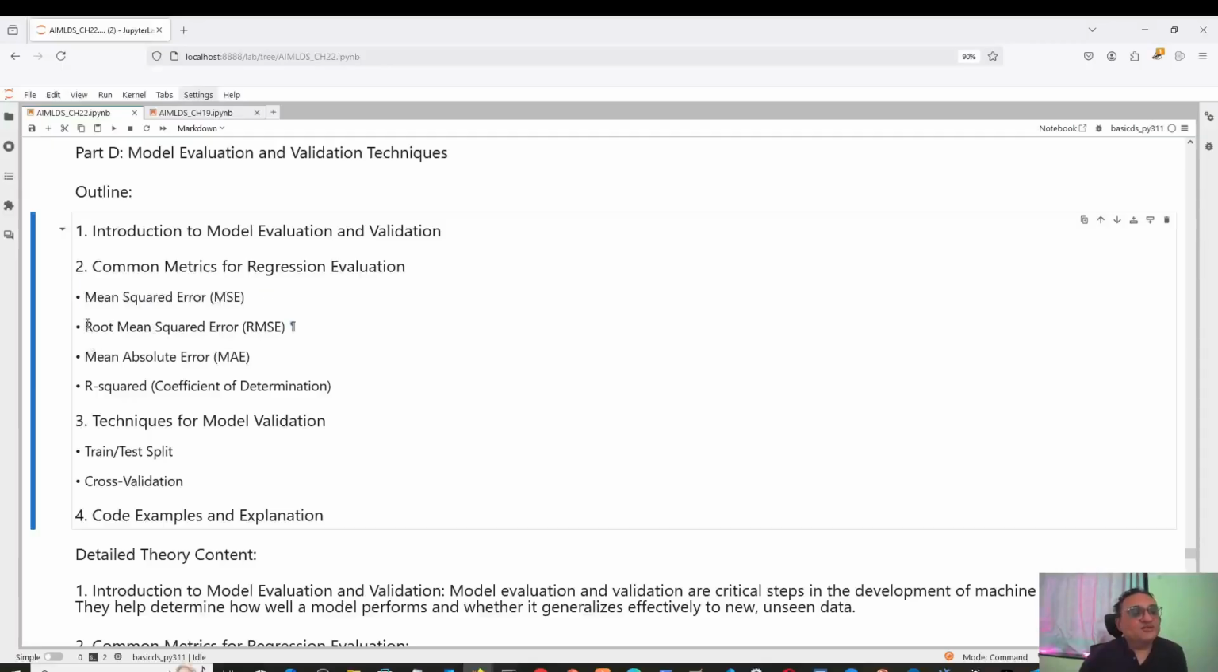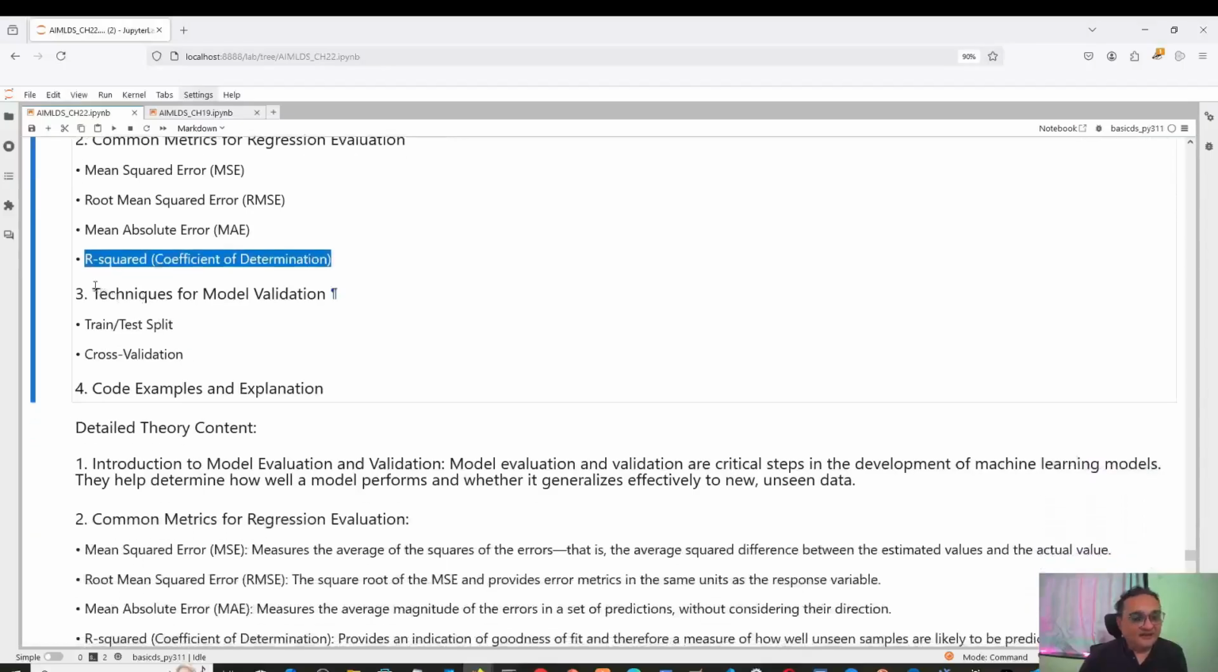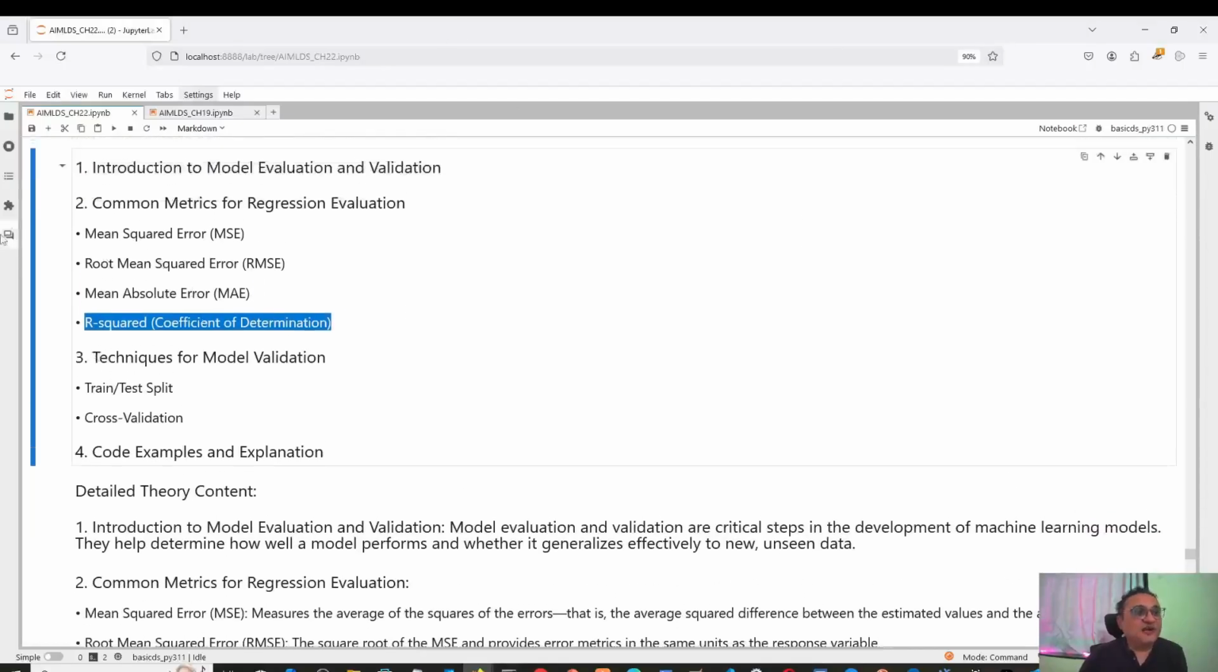So for regression, mean squared error, root mean squared error, and mean absolute error, these three are important parameters. Then r squared is one more important parameter. And then the question is how to find these parameters.